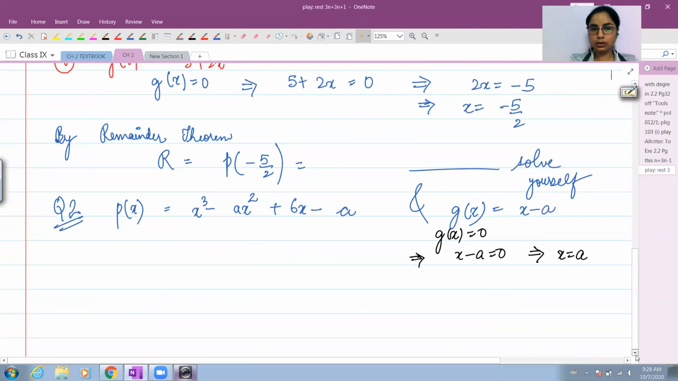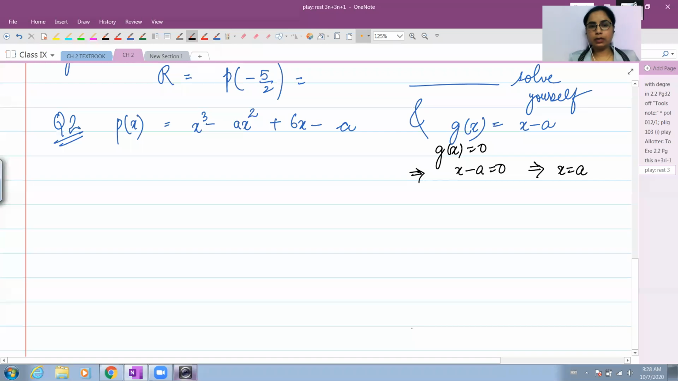So let's do the second question quickly here. You have to find out the remainder when this polynomial is divided by x minus a.